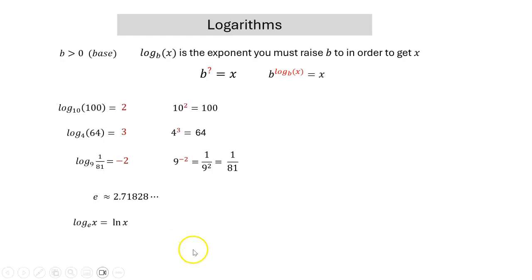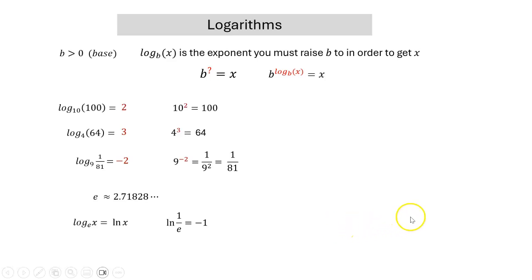So for example, what would be natural log of 1 over e? And again, think of it as a question. What would I raise the base e to get 1 over e? And of course, I would raise it to the minus 1 power to get 1 over e. Okay, so that's one way to think about logarithms.